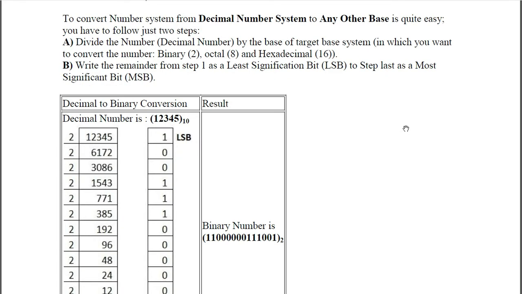So students, our first conversion is conversion of decimal numbers to the binary number system. We can see an example here. The decimal number is 12,345. It is written like this, of the base 10. In order to convert a decimal number to a binary number, we have to continuously divide the particular decimal number by the base number 2.